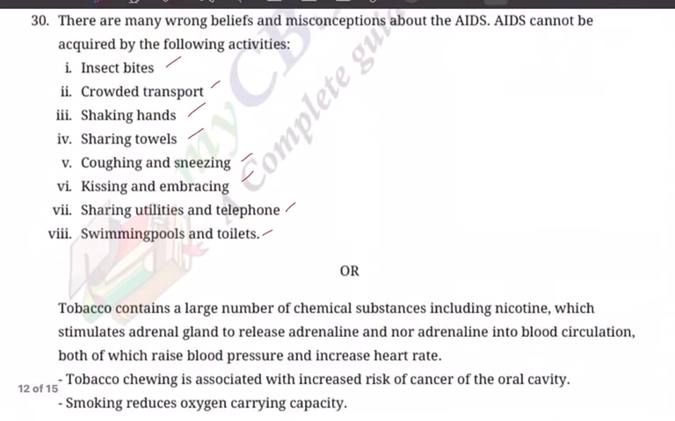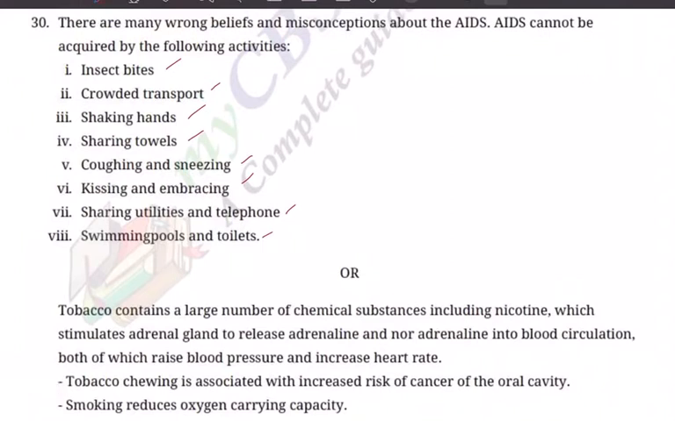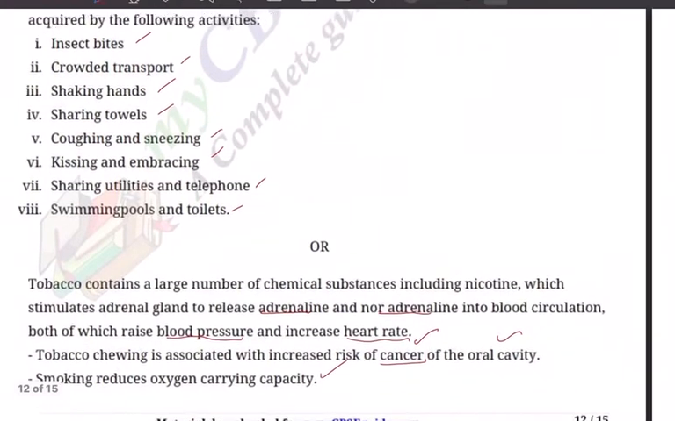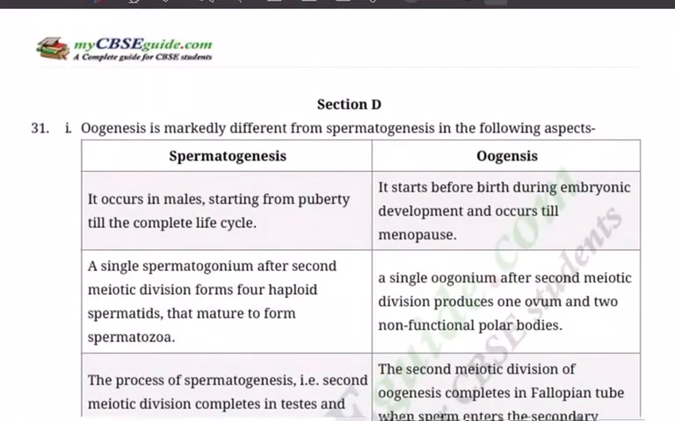Next, there is a choice for this. Why is using tobacco in any form injurious to health? Explain. Tobacco contains a large number of chemical substances, including nicotine, which stimulates the adrenal gland to release adrenaline and noradrenaline into blood circulation, both of which raise blood pressure and increase heartbeat. Tobacco chewing is associated with increased risk of cancer. Of course, lung cancer is the primary one, and oral cavity, mouth cancer. Smoking reduces oxygen carrying capacity. So that is the main thing.